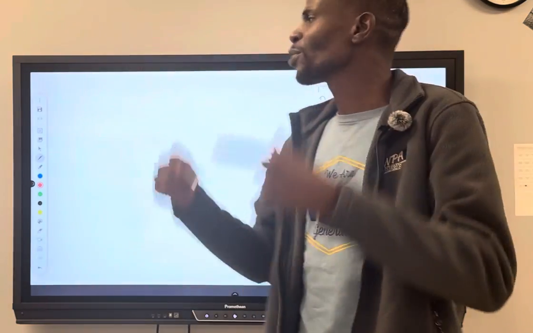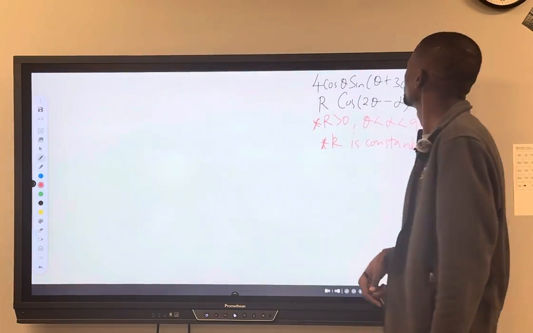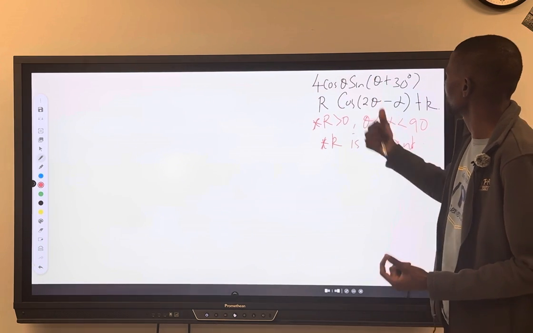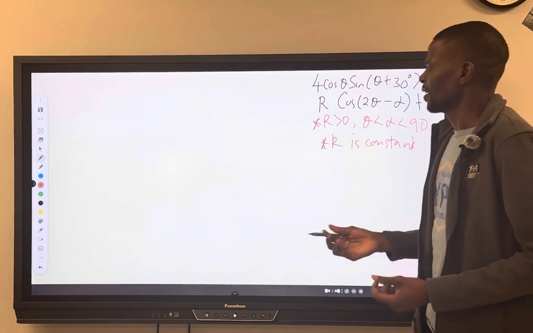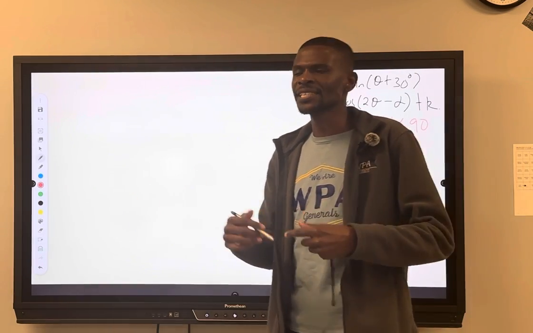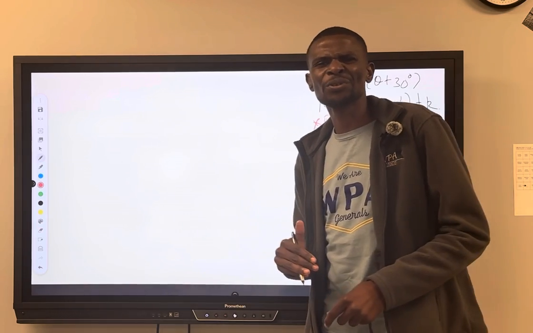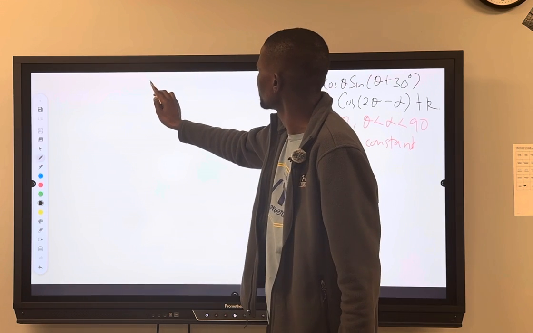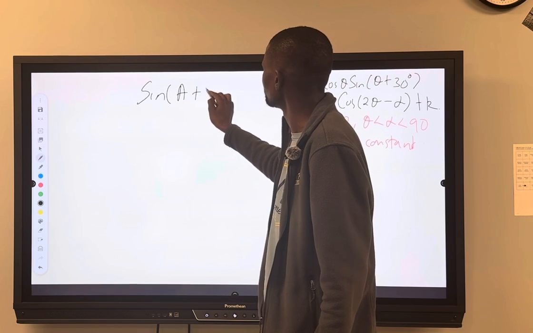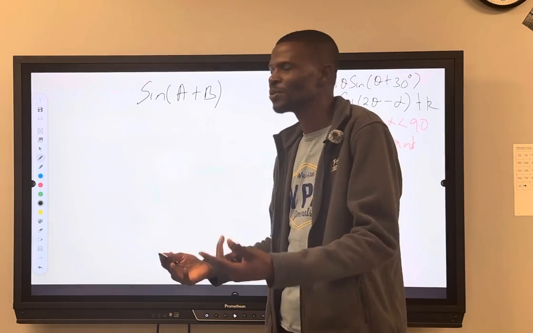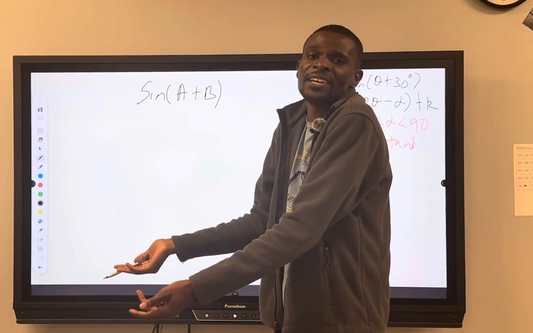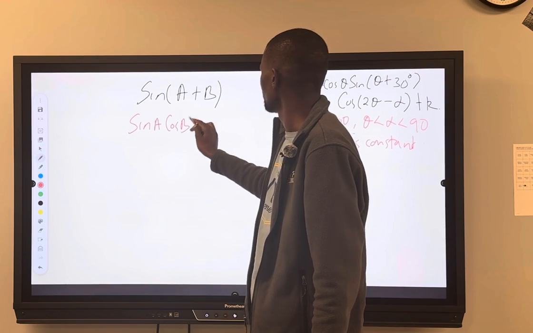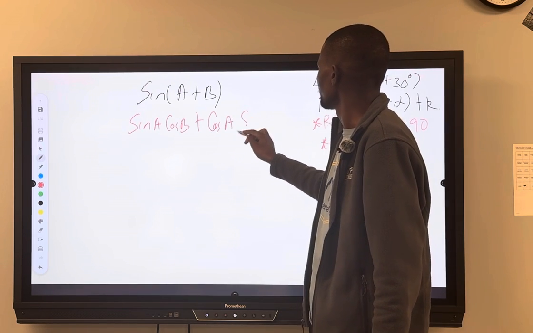Okay, so thinking process, you need to relate these two. How can I express this into that form? But let's go back a little bit to compound angles and double angles. When you're talking about compound angles, we are summing two angles here, right? So when you're summing A plus B, sine of A plus B, how do we do that? It's not sine A plus sine B, right? But it's going to be sine A cosine B plus cosine A sine B.